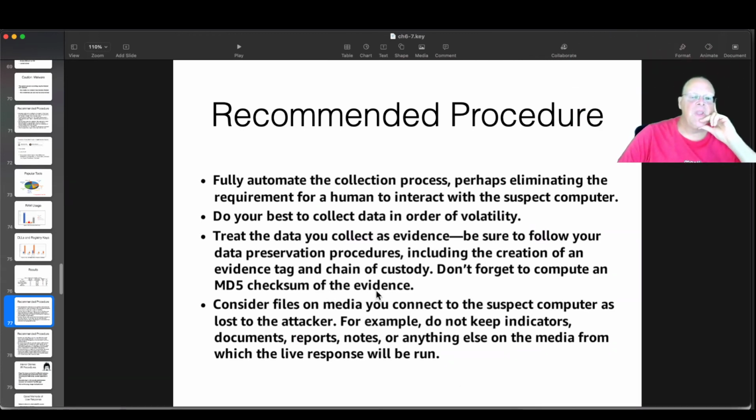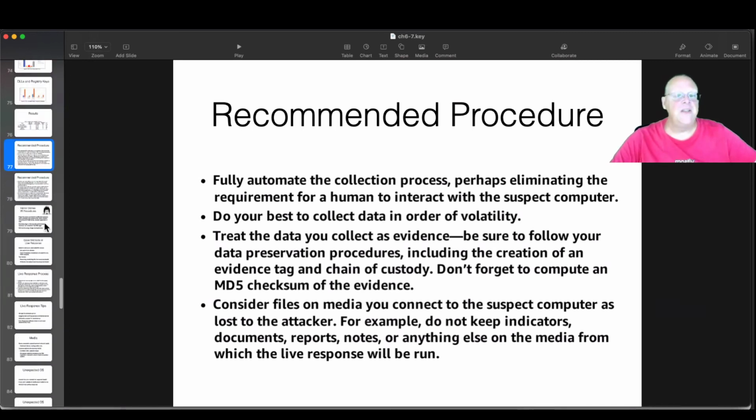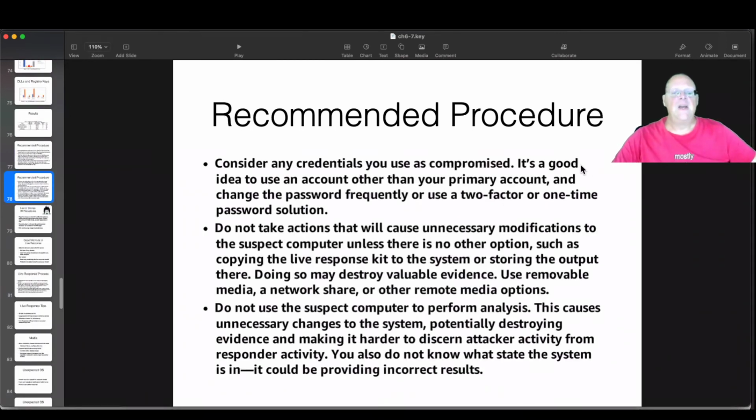And for any media you connect, make sure they don't have anything private in it, like passwords or anything, because that machine might very well be infected and sending whatever goes on there to the bad guys. So you don't want to give them any information that they shouldn't have. So use credentials other than your primary account. Don't goof around on the system and do unnecessary things. And don't try to do analysis directly on the live system.